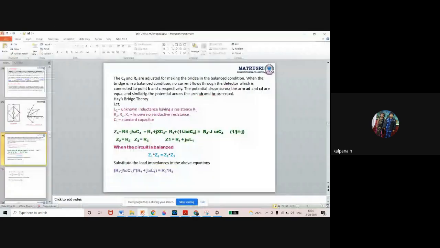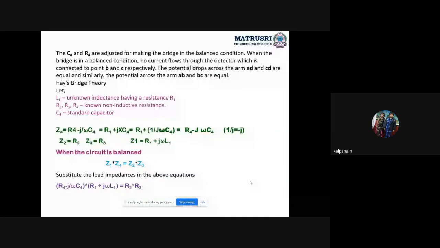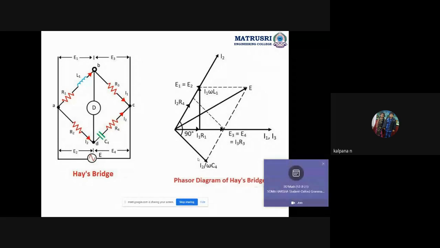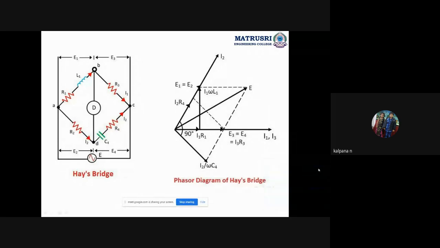Now it is visible. Yes, ma'am. Okay. So this Z1, Z2, Z3, Z4 is over. Which bridge are we discussing? The Hayes bridge. The Hayes bridge has 4 branches. Which one is the unknown value to be found? R1, L1 is the unknown value.